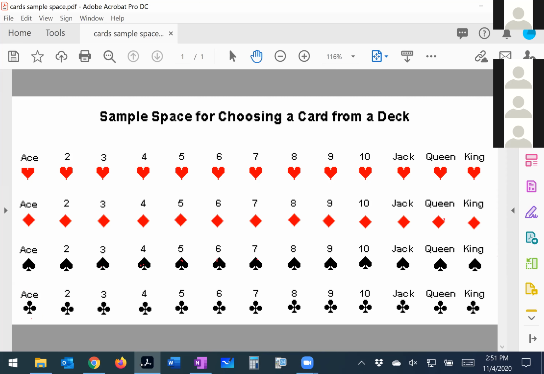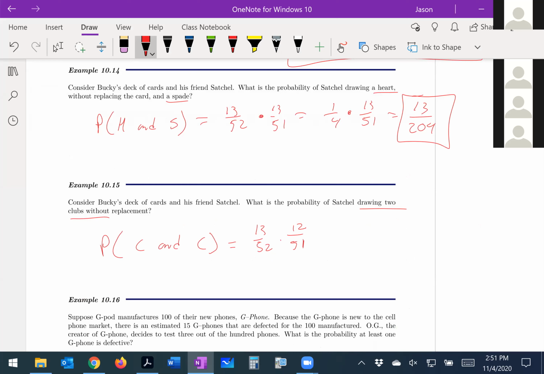12 clubs out of 51 total cards. So I'm going to cross cancel here. These are both divided by 4. So this is 3 over 13. Ooh, look at that. 13 over 13, that's 1 over 1. Okay, and 3 over 51, 3 goes into 51 17 times. I'm just going to write this like this. And then if I reduce this, this is 1/17, so 1 over 17. Okay, so a lot of reducing of the fractions there.